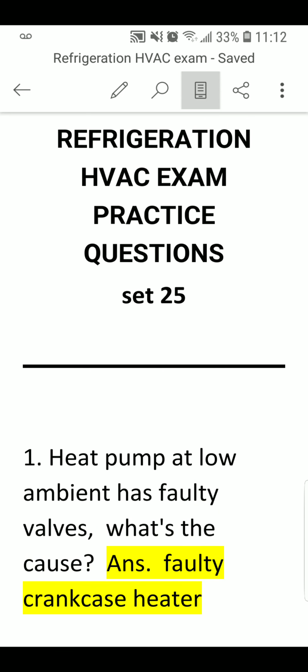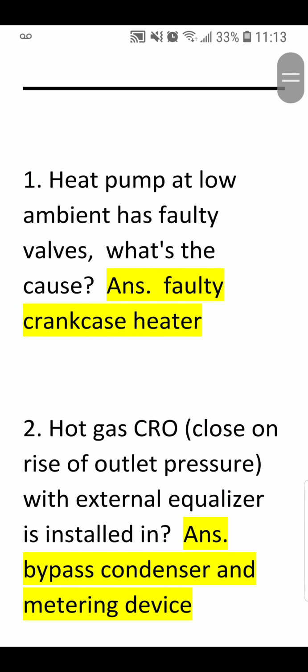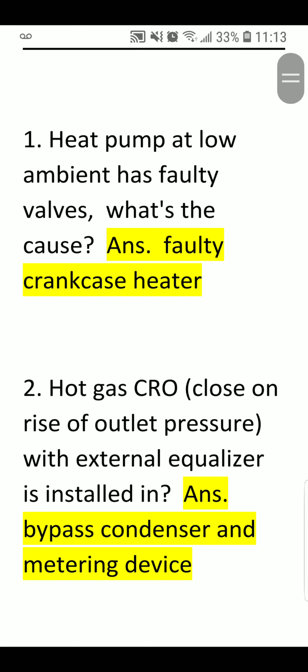Refrigeration HVAC exam practice questions set 25. Number 1. Heat pump at low ambient has faulty valves. What's the cause? Answer: faulty crankcase heater.